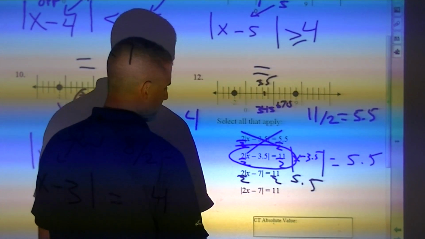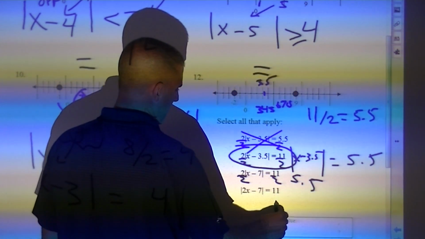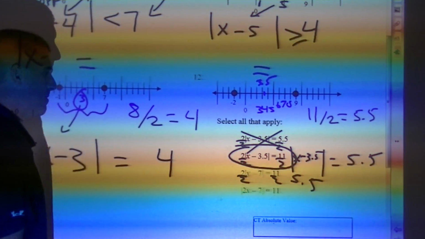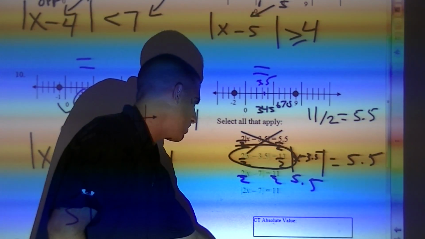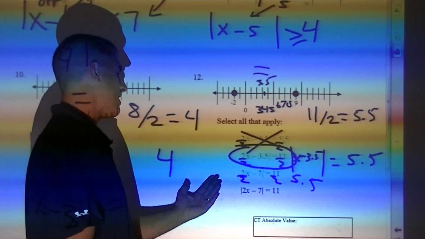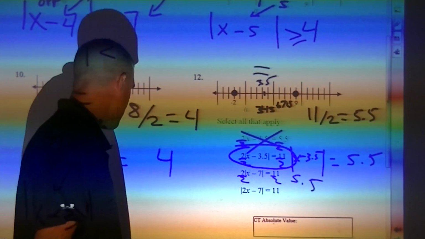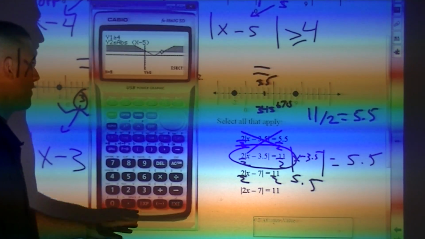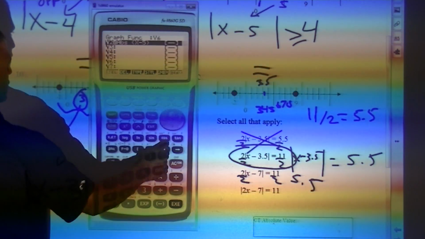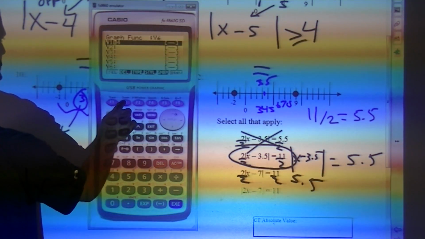And this one, even if I separated it, that would be 11. One thing you could always do is graph these and see which ones gave you the answer. For instance, if I wanted to check, I want to delete these types.